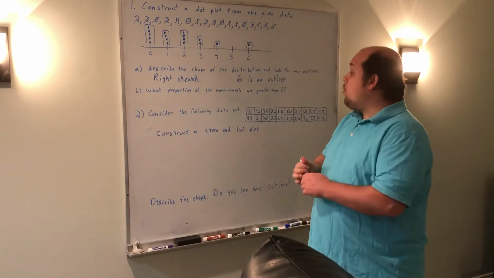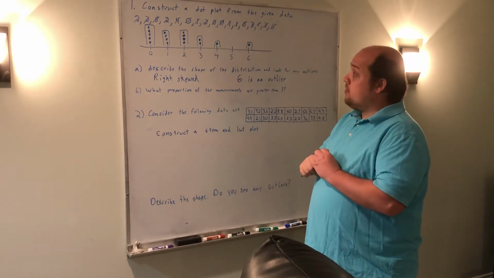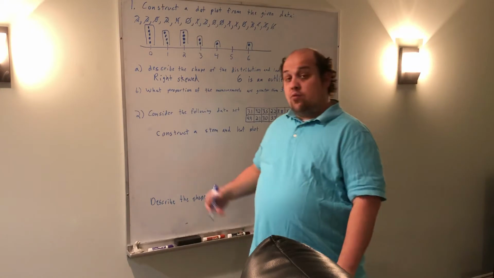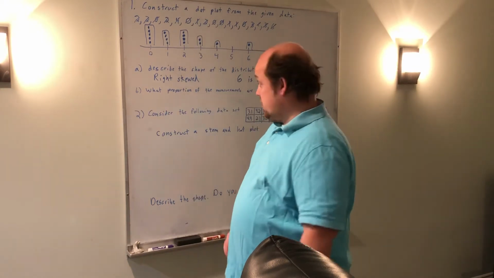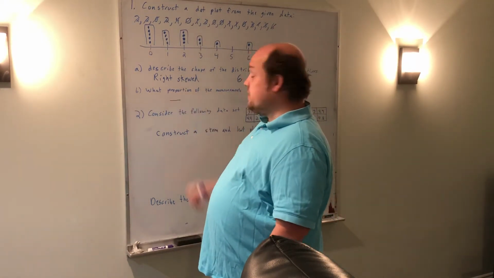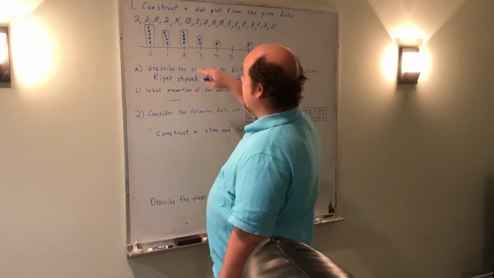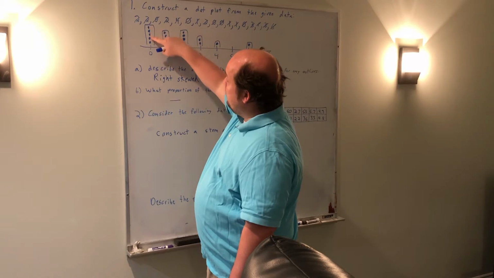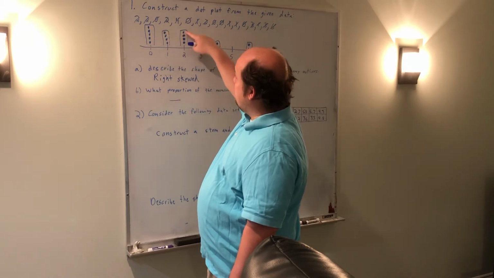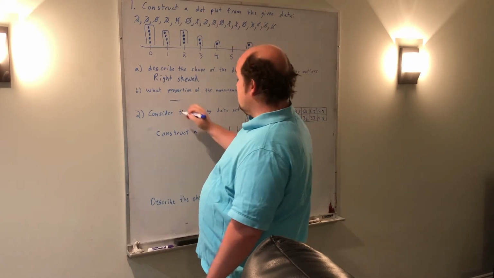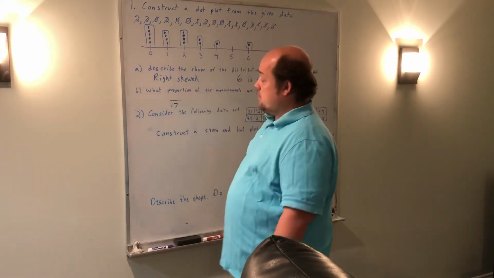Part B asks me what proportion of the measurements are greater than 3. So in order to figure out what proportion, we're going to need both a numerator and denominator for the fraction. The denominator of the fraction is how many it's out of. So there we want to count the total number of dots in our dot plot. 1, 2, 3, 4, 5, 6, 7, 8, 9, 10, 11, 12, 13, 14, 15, 16, 17. So my denominator is going to be 17.